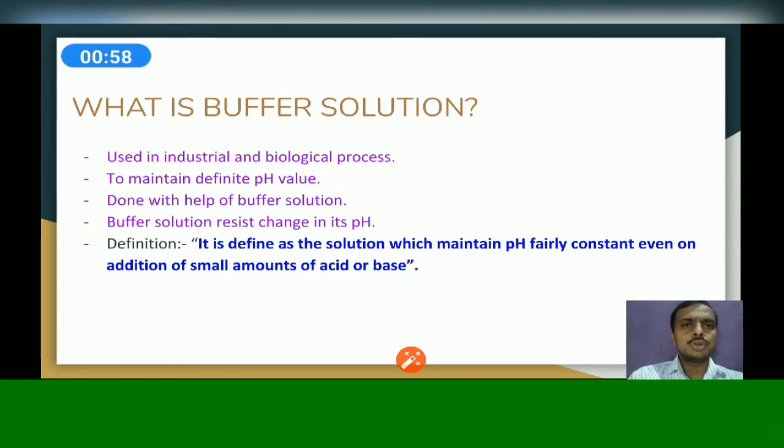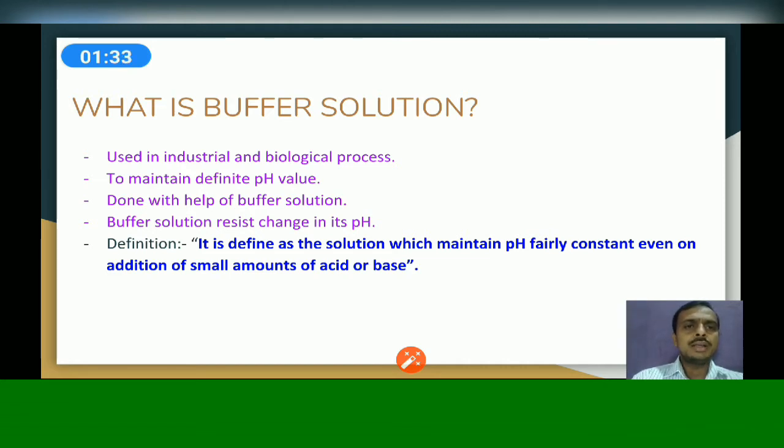The buffer solutions are used in industrial and biological processes, and these buffer solutions are made up from a weak acid or weak base and its salt with a strong base or strong acid. By this way we can prepare the buffer solution, and this buffer solution will help to maintain pH constant. So we can define the buffer solution.